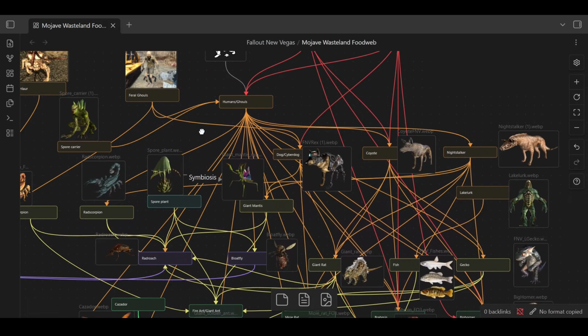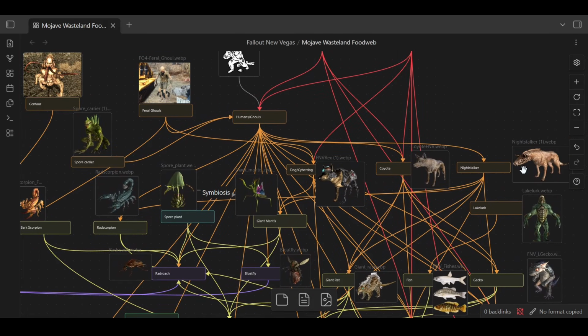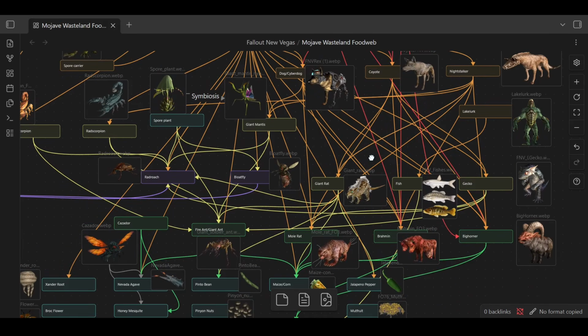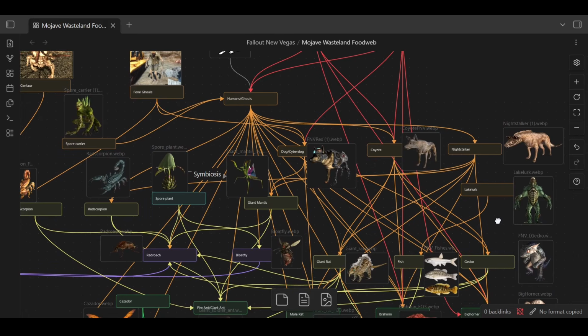And then we get to the secondary predators here. We've got night stalkers and coyotes, both related. Night stalkers have basically merged coyotes with rattlesnakes. Both species are carnivores. They eat meat, so they'll eat smaller animals like the rats and stuff, geckos if they can get them, mole rats, Brahmin, all that kind of stuff. So they will eat all these animals if they can get their hands on them.